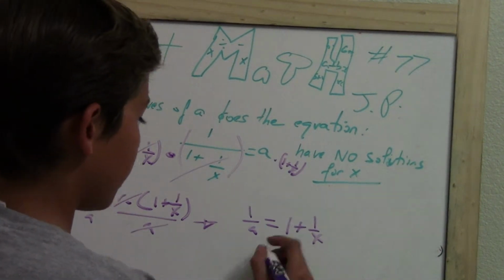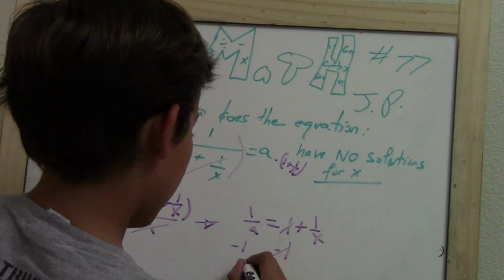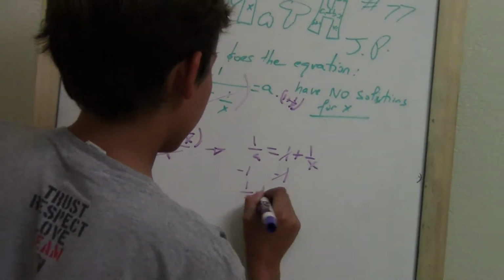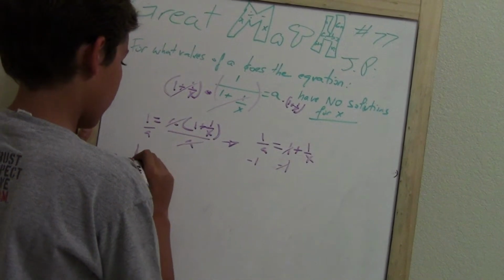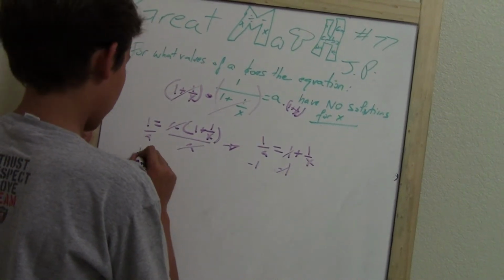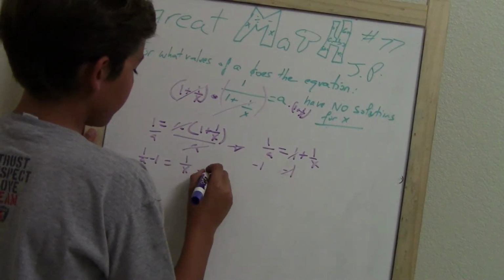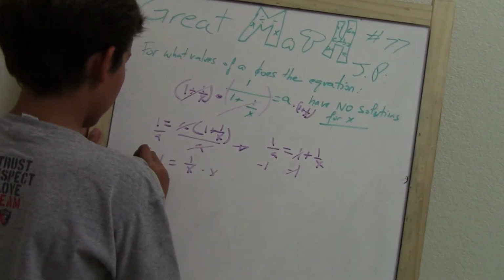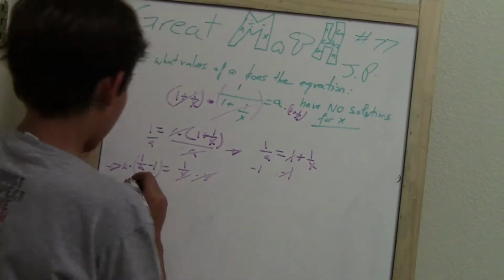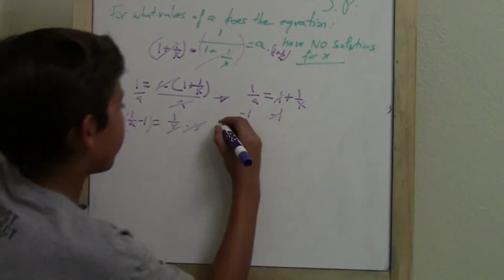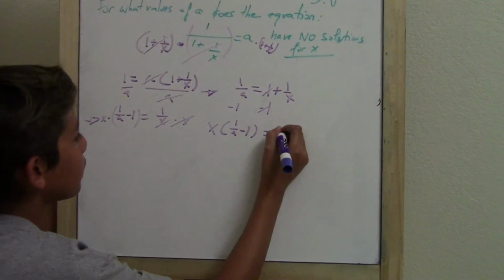And what I can do now is subtract 1, and I get 1 over A minus 1 is equal to 1 over x. I'm going to multiply by x, and I get x times (1 over A minus 1) is equal to 1.